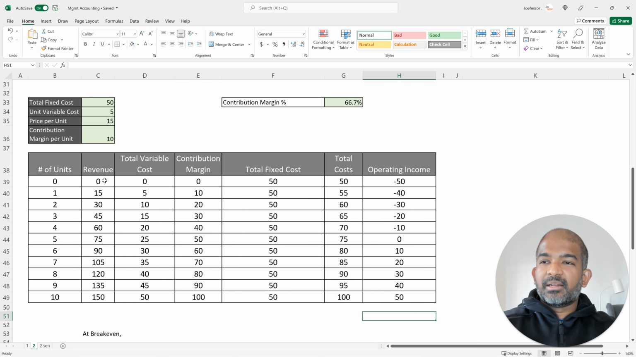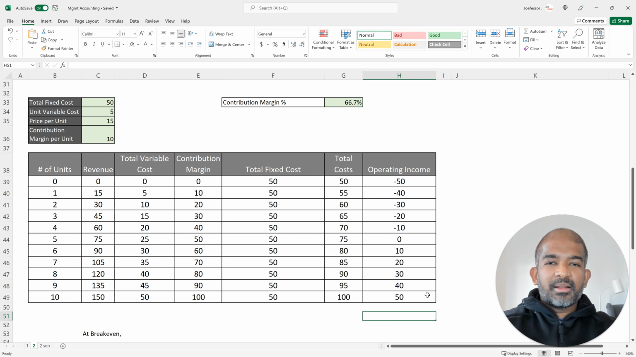Here you can see that the revenue increases with every unit you sell. Also, the total variable cost increases with every unit you sell. The fixed costs remain constant, okay, but the total costs keep increasing because the variable costs are increasing. And the operating income, you see here that it's negative until you sell a certain number of units, and beyond that it starts going up in a positive sense.